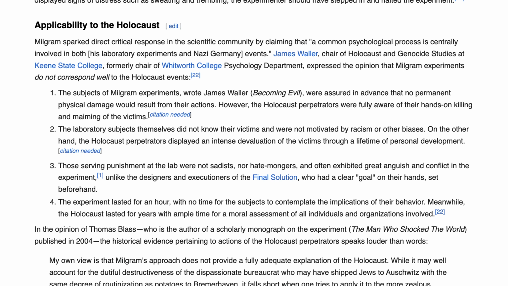In the opinion of Thomas Blass, who is the author of a scholarly monograph on the experiment, The Man Who Shocked the World, published in 2004, the historical evidence pertaining to actions of the Holocaust perpetrators speaks louder than words. "My own view is that Milgram's approach does not provide a fully adequate explanation of the Holocaust. While it may well account for the dutiful destructiveness of the dispassionate bureaucrat who may have shipped Jews to Auschwitz with the same degree of routinization as potatoes to Bremerhaven, it falls short when one tries to apply it to the more zealous, inventive, and hate-driven atrocities that also characterized the Holocaust."